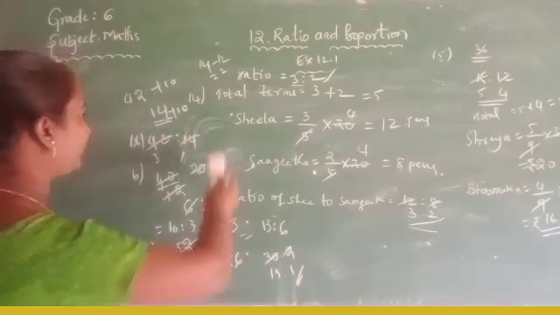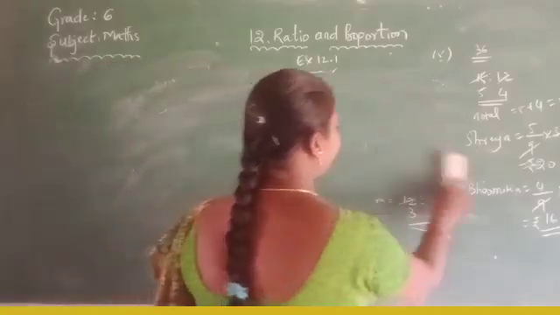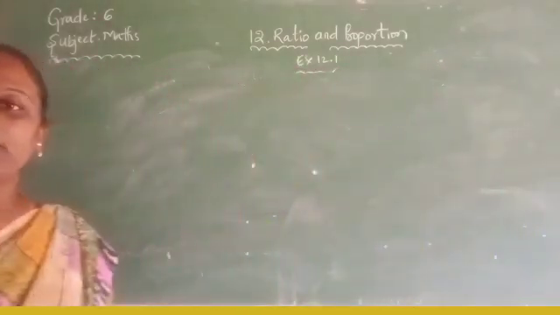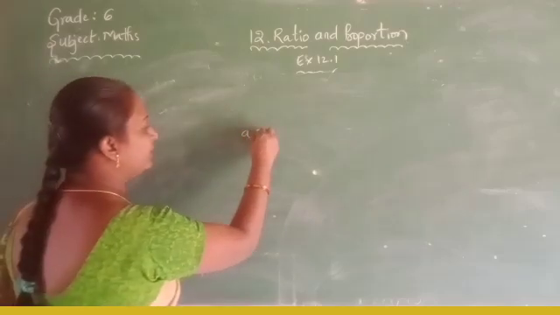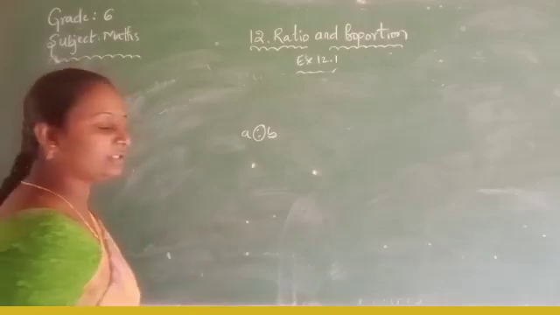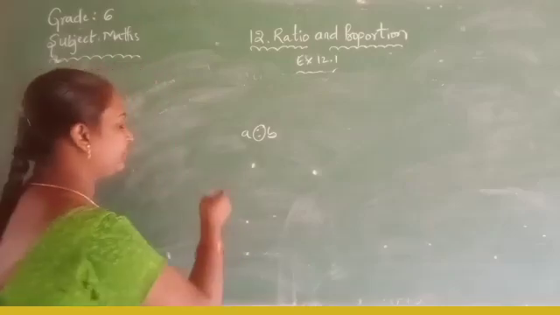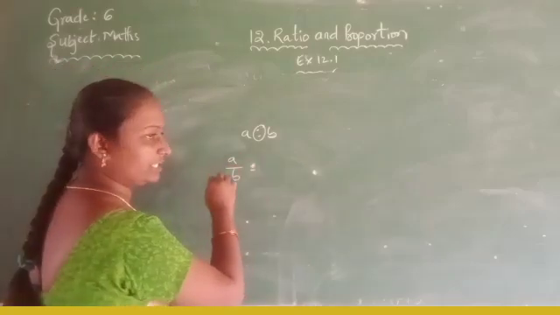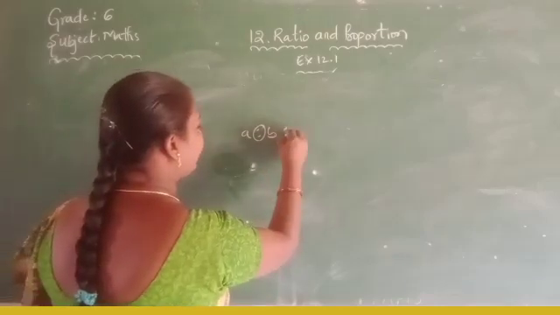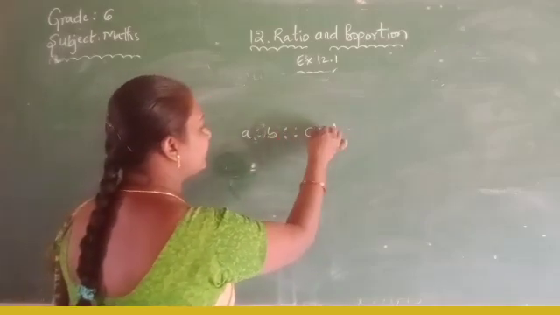Do you know what proportion is? First, what is a ratio? Ratio is the way of comparing numbers by division. We can write the ratio in the form A:B. This is the symbol of ratio. When two ratios are equal, we say that they are in proportion. So here A:B is to C:D.